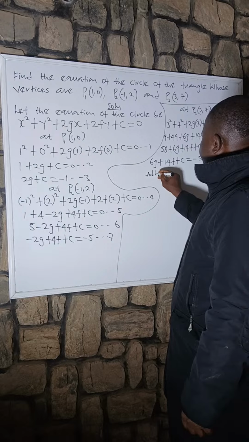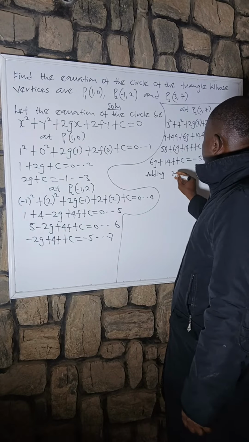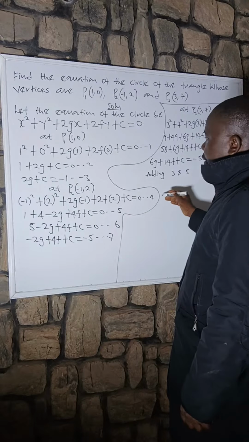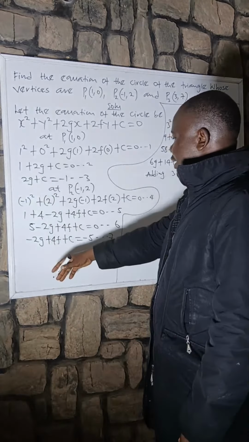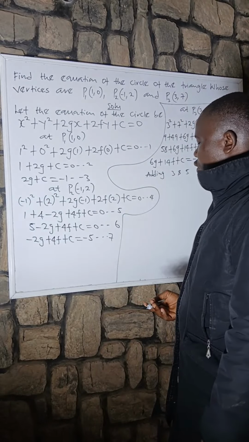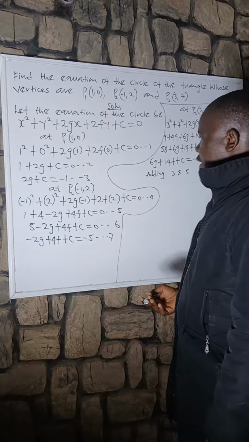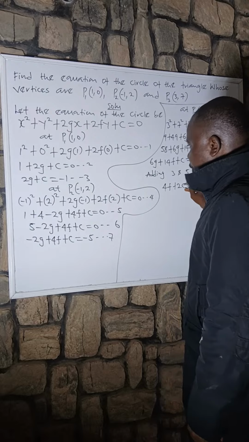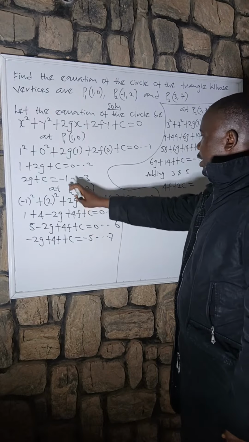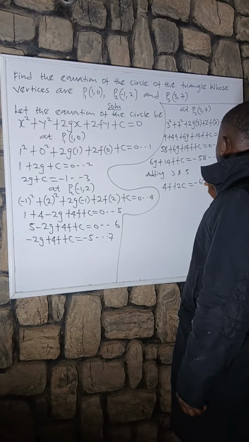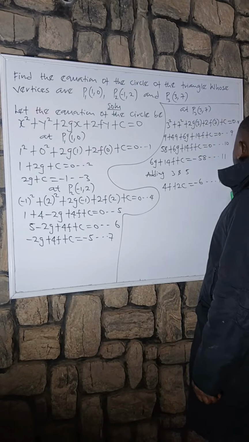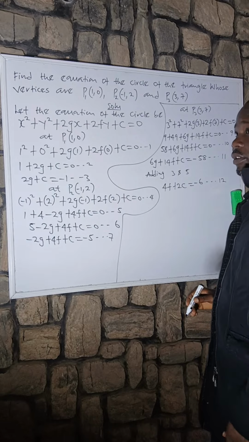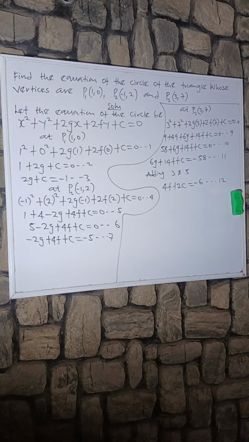Let us add equations 3 and 5. If we add them, this and this will cancel. Then we are going to have 4f plus 2c, which is equal to, by the time we add this and this, minus 6. This is equation 12. Right? This is equation 12. Are you following? Okay, this is equation 12.